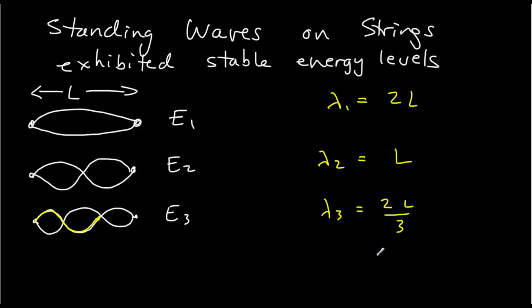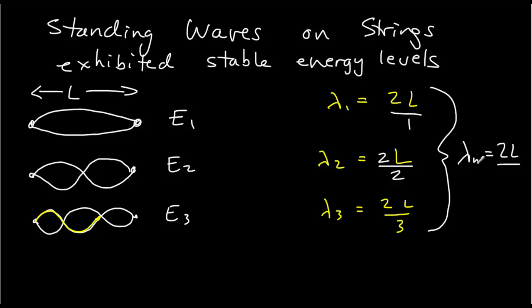Now I'm going to do a little trick here. I'm going to divide the first one by 1. Second one, I'm going to multiply the top and the bottom by 2. Effectively, I'm multiplying by 1, so I'm not changing anything. But now it's easy to see a pattern, because all of these have 2L on the top. So we could write a general formula for the wavelength of the nth harmonic, or the nth energy level, would be equal to 2L divided by 1, 2, 3. That's the same as the n number.